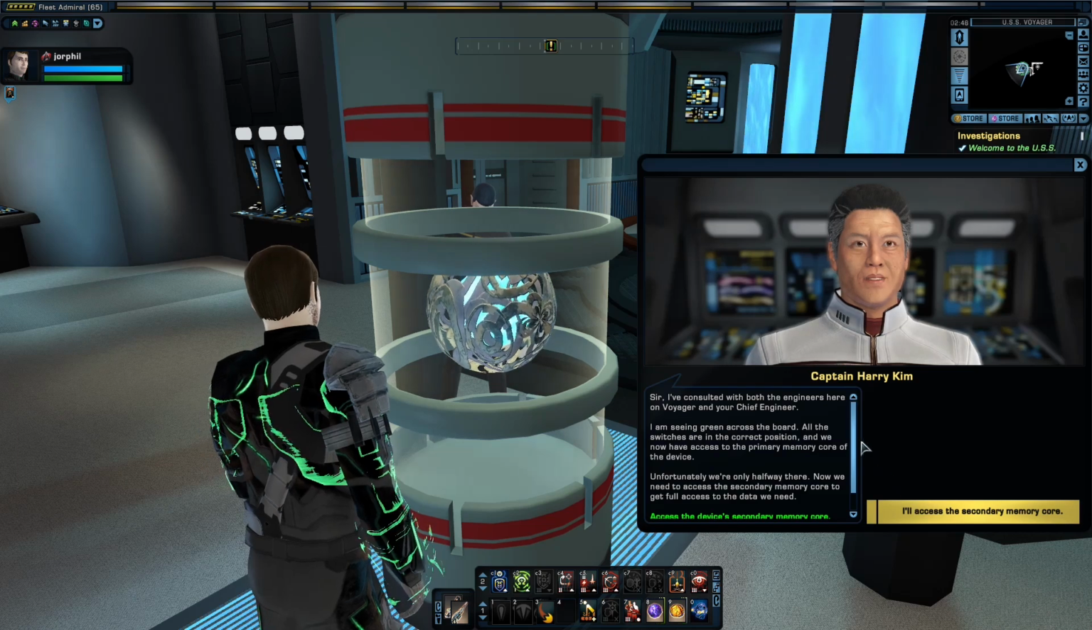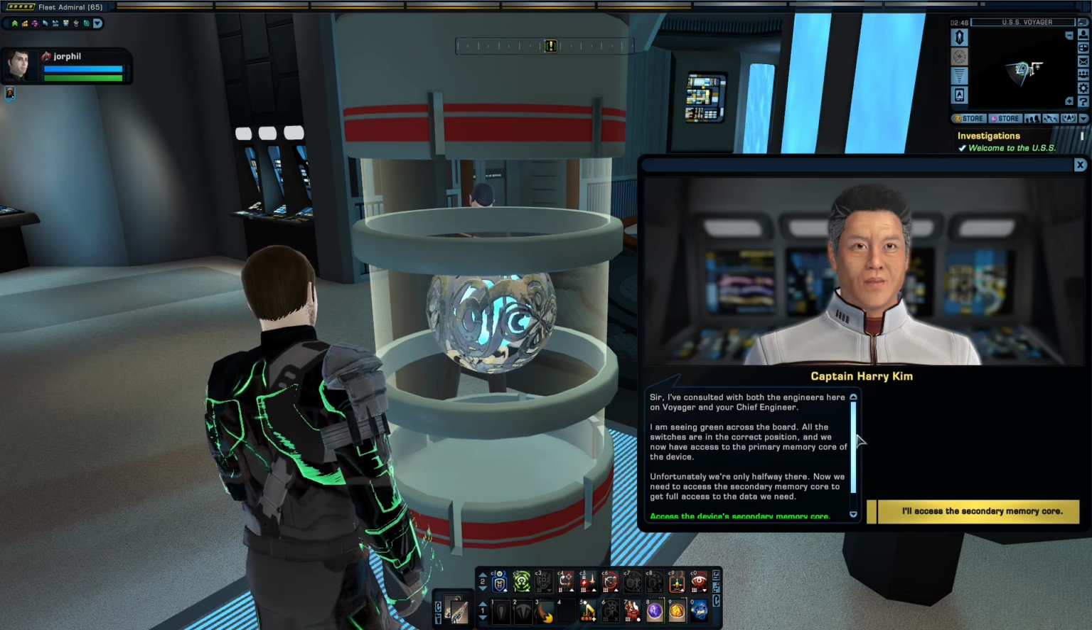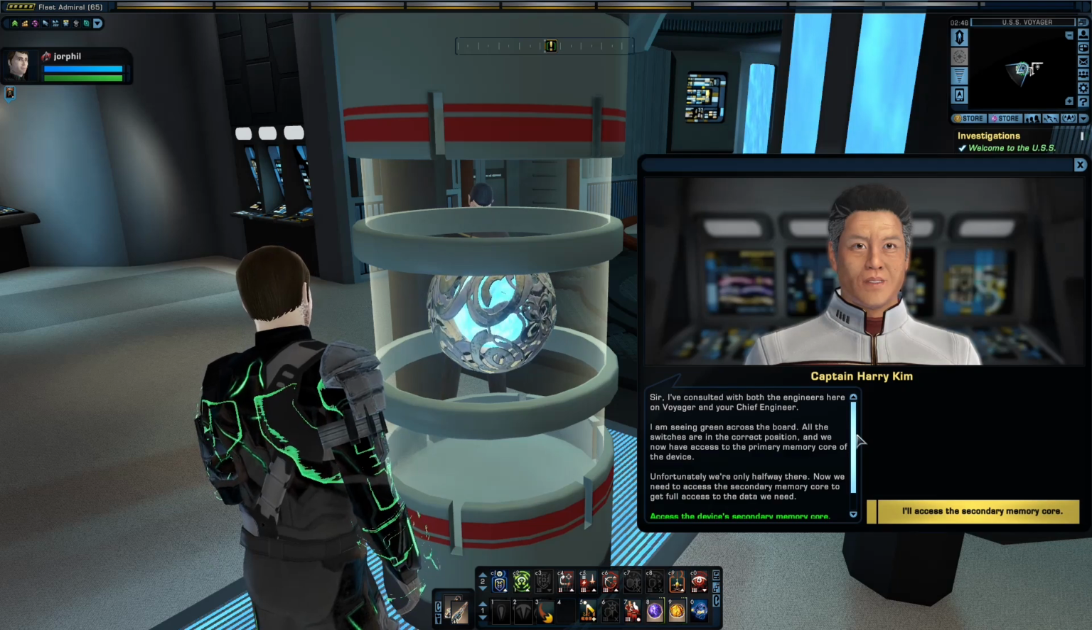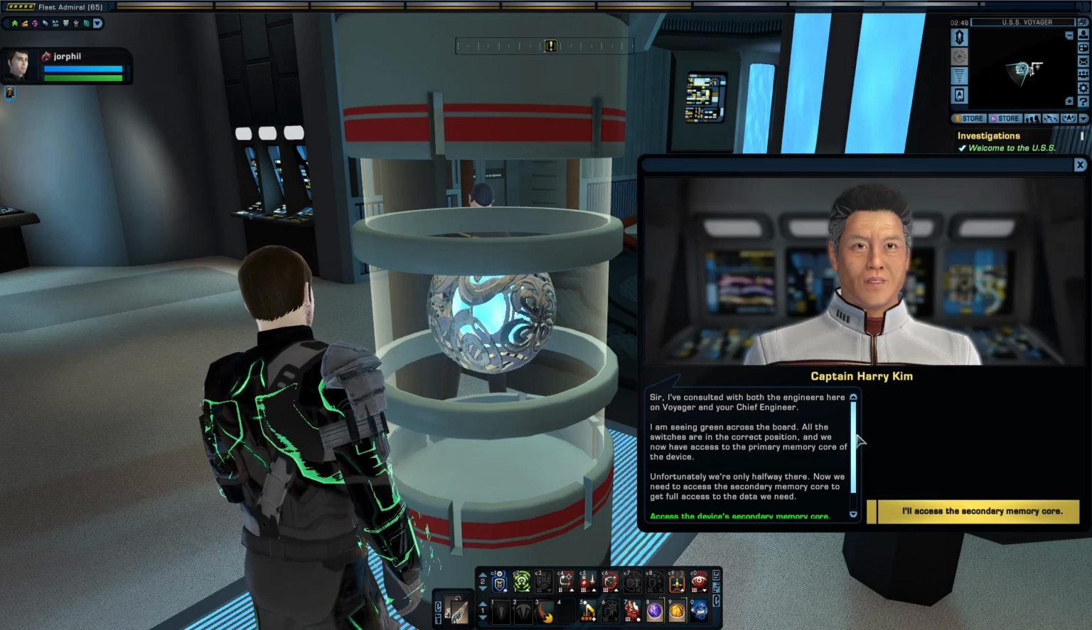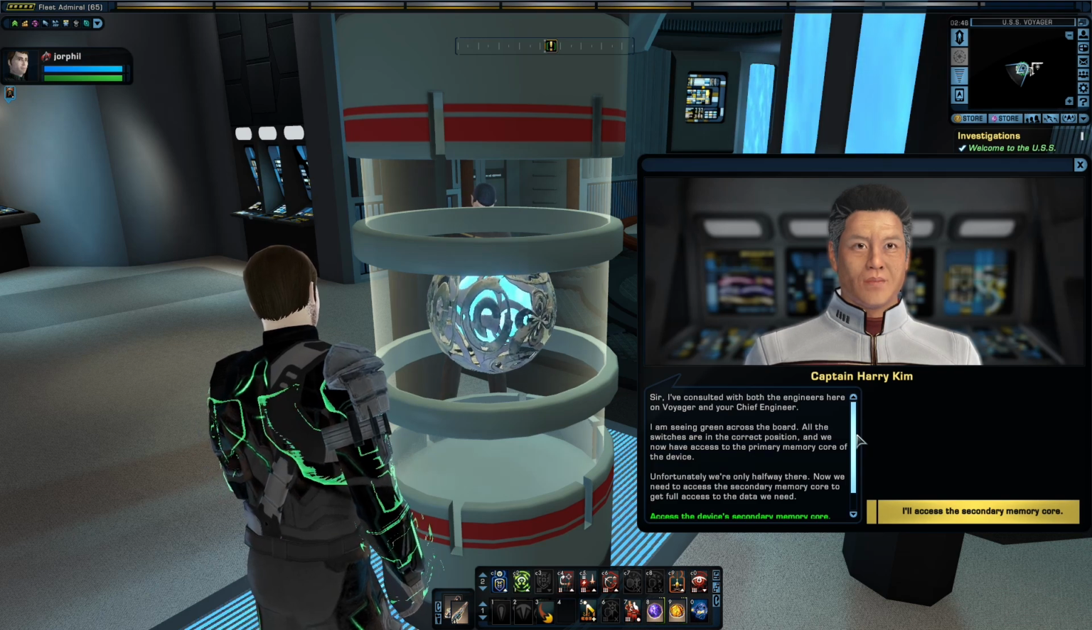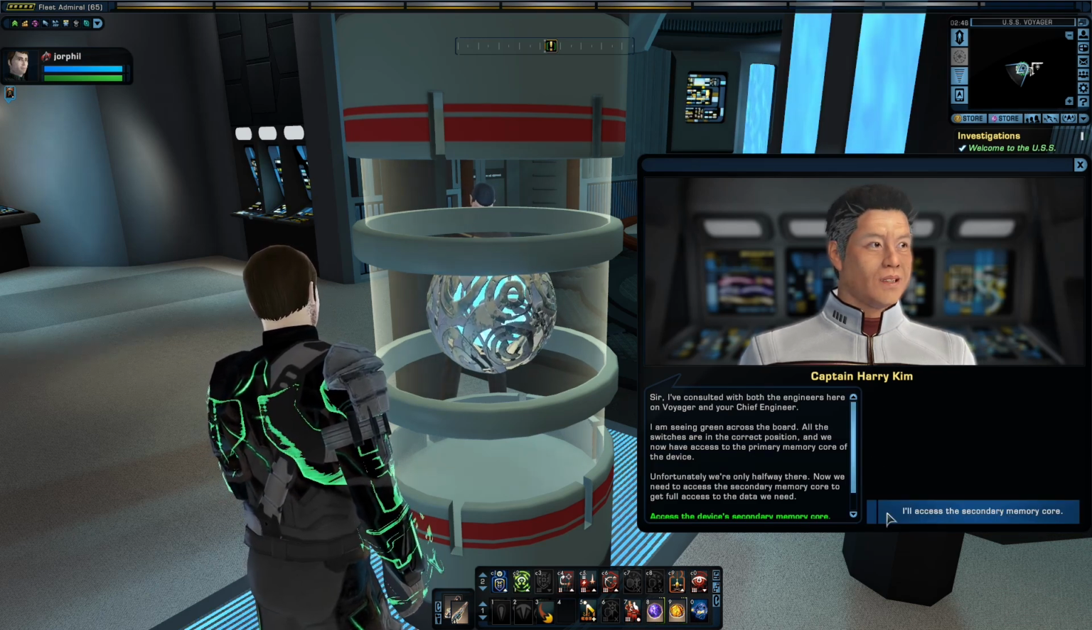Sir, I've consulted with both the engineers here on Voyager and your chief engineer. I am seeing green across the board. All the switches are in the correct position, and we now have access to the primary memory core of the device. Unfortunately, we're only halfway there. Now we need to access the secondary memory core to get full access to the data we need.